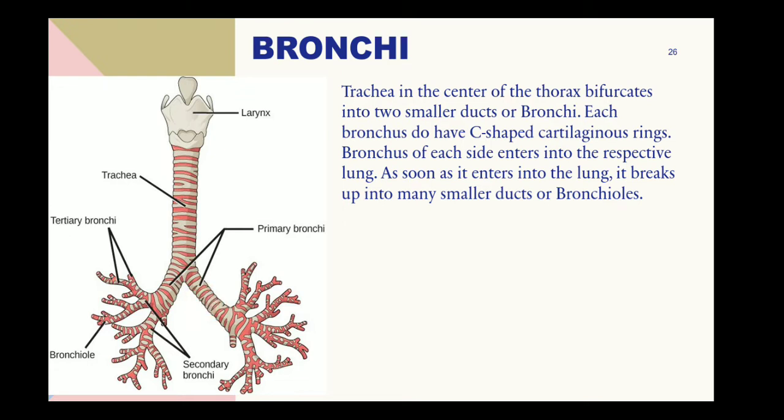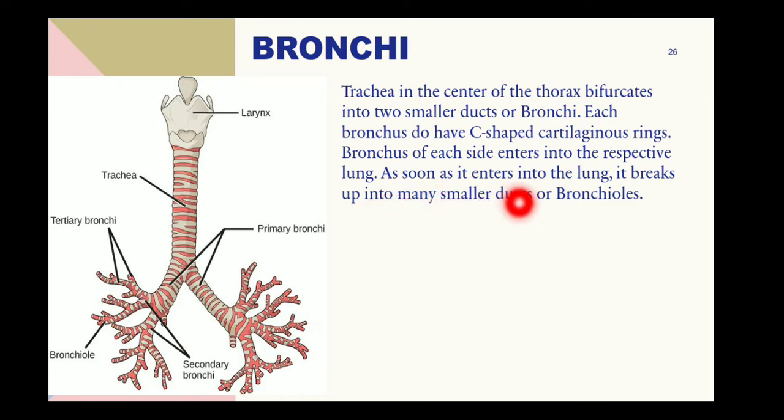Each bronchus, that is, one bronchus is singular and bronchi is plural, does have C-shaped cartilaginous rings. So they also have cartilaginous rings, which are shown with these white lines. The bronchus of each side enters into the respective lung.